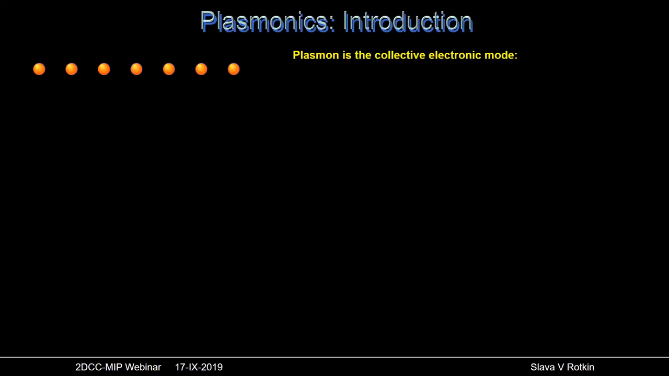So what is a plasmon? A plasmon is actually a collective mode where the electrons are displaced in the material from their equilibrium positions. They leave ions behind, and because of the electrostatic attraction to those ions, there is a restoring force which would like to bring the electrons back.